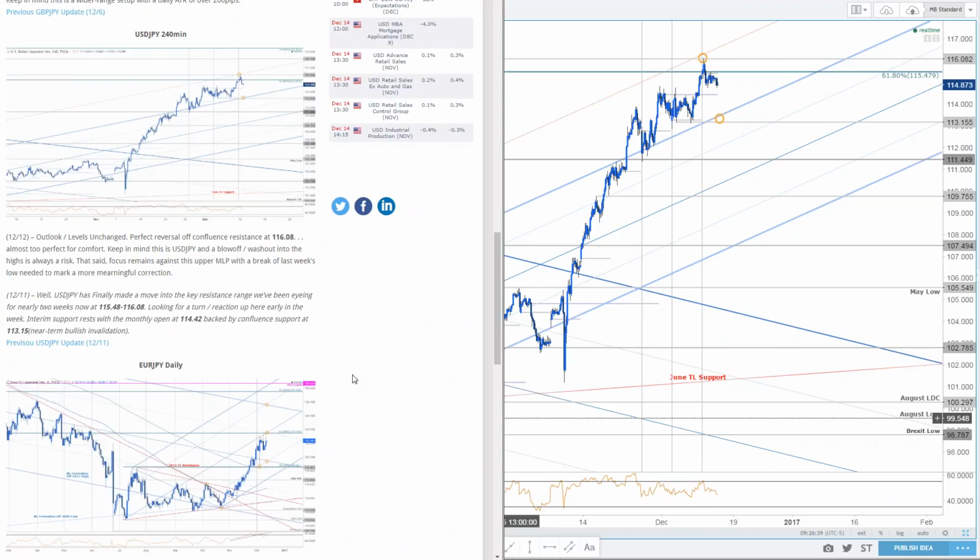Questions on dollar yen before we move off? That is number 8.